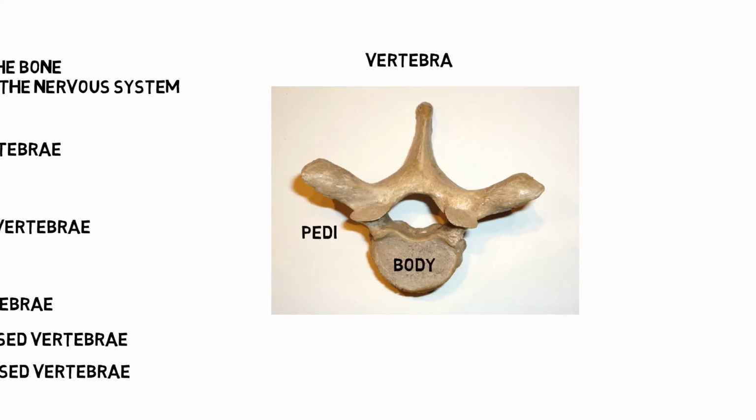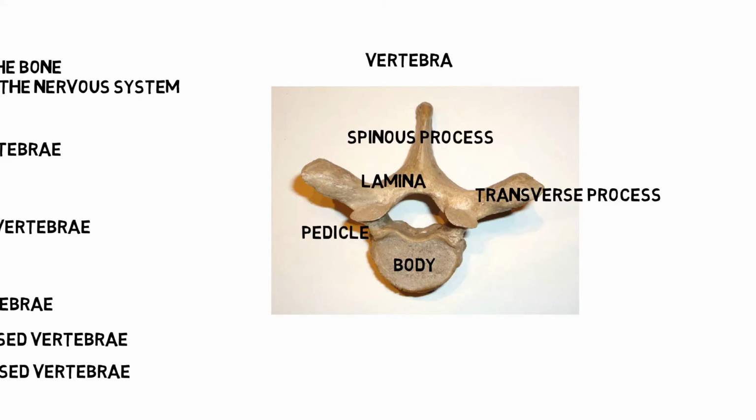Attached to the body are 2 pedicles that splay outward. The transverse process attaches to the pedicles, one on each side. These processes are the attachment sites for the spinal muscles. Arching back toward midline are the lamina, which meet in the center by a spinous process. The spinal cord fills the vertebral foramen of the vertebra as it passes downward.